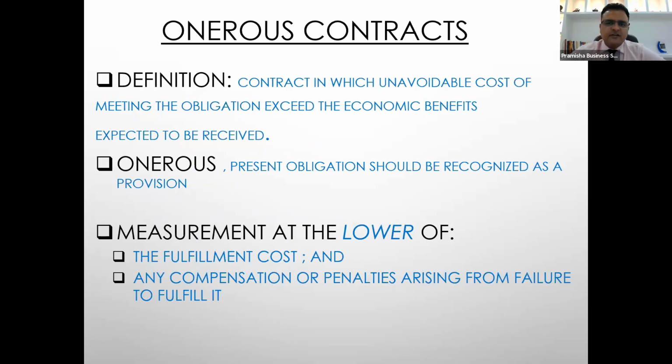Onerous contracts, as I said, are those in which the unavoidable costs of meeting the obligation exceed the economic benefits expected to be received. You are going to suffer a loss no matter what condition. So there is a present obligation to be recognized. It will be the lower of the fulfillment cost, or the penalty if you fail to complete the order. If you go with the order, you will suffer a loss, or if you do not go with the order, you will suffer a penalty. Whatever is the lower will be your present obligation as a result of a past event.